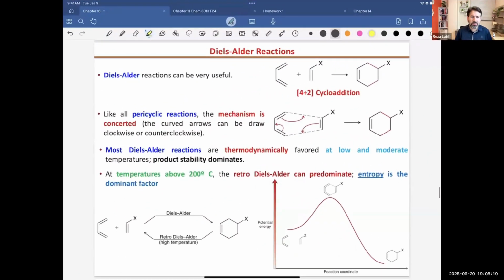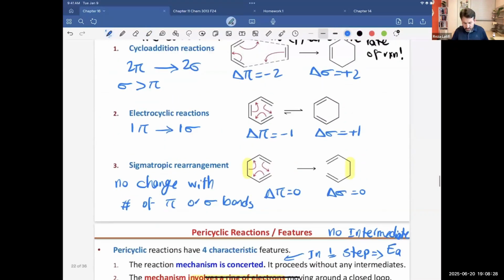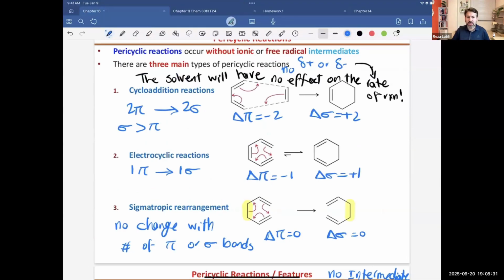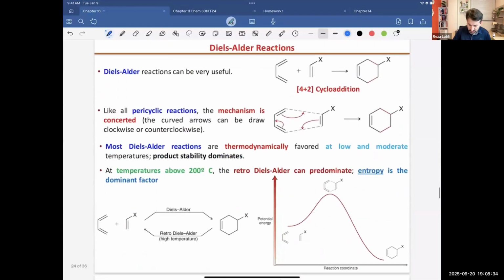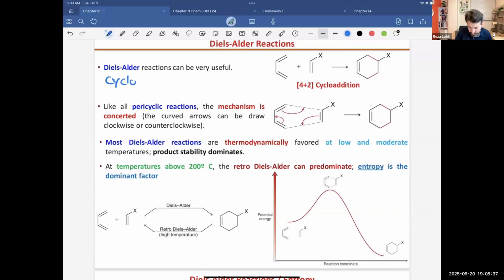Let's go through some examples. The first one that we're going to review is the Diels-Alder reaction. So we're talking about a cycloaddition reaction, and I'm going to practice some examples about it.